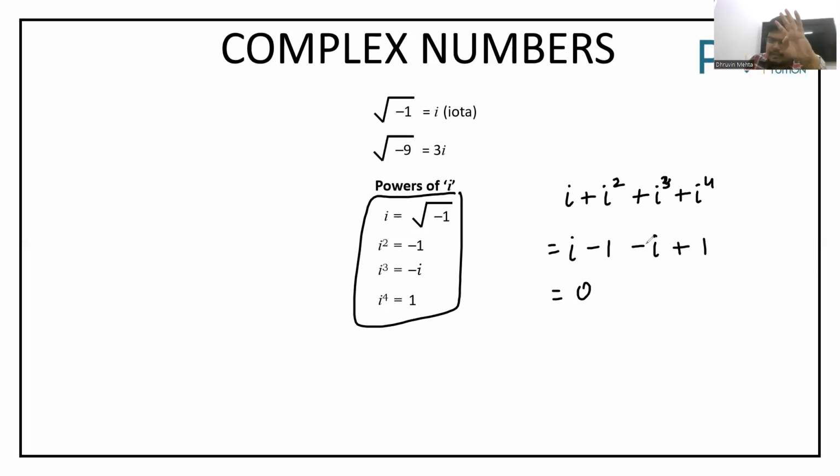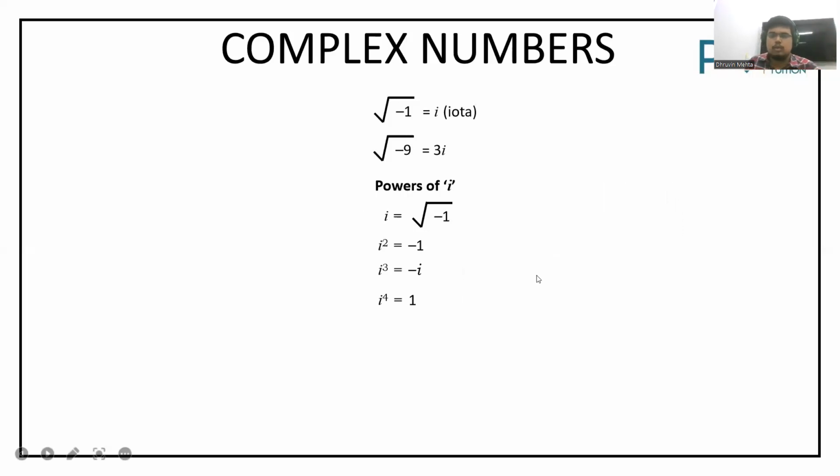So if you add any four consecutive powers like i raised to 20, i raised to 21, i raised to 22, i raised to 23, take any four consecutive powers, addition is always zero. Okay? Sure. So let us proceed now to more terms and more concepts.